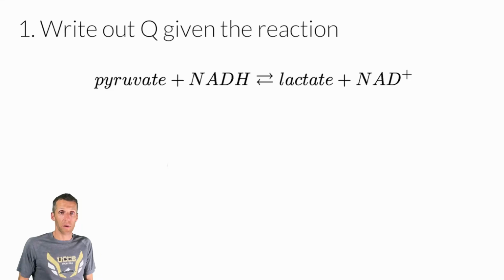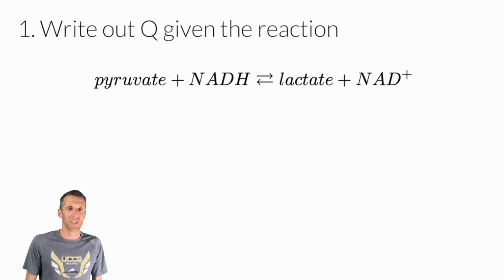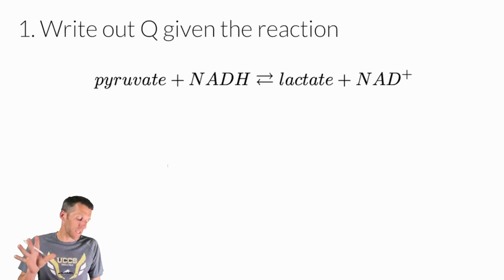So first, write out Q for the reaction. This is a good chance for you to pause and do it yourself if you'd like. So I'll give you a chance to pause.